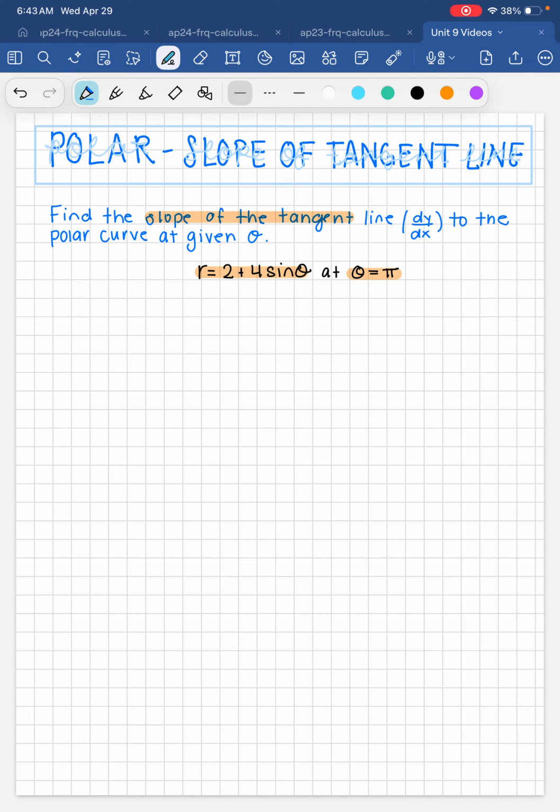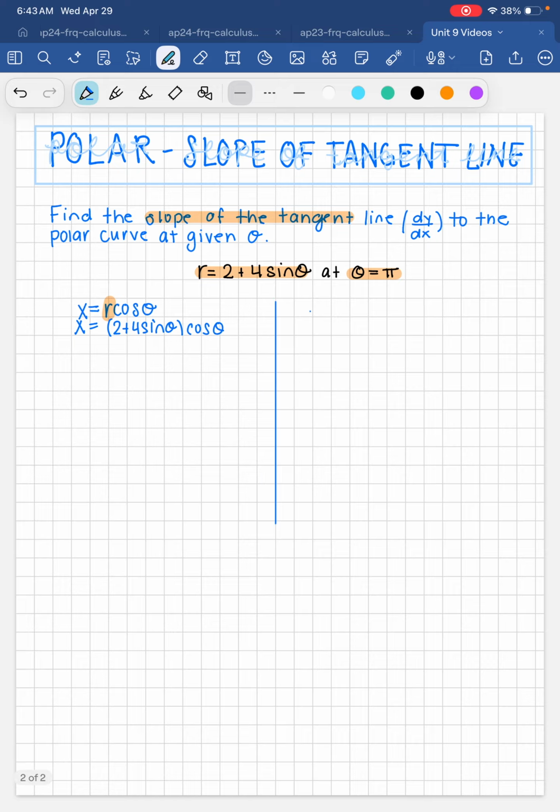So first things first, I like to organize it this way. We need to create x and we need to create y. So let's just split the middle here, just to stay organized. And we know x is equal to r cosine theta. So we are going to replace this r with the equation, and we're going to get x equals 2 plus 4 sine theta, times cosine theta.